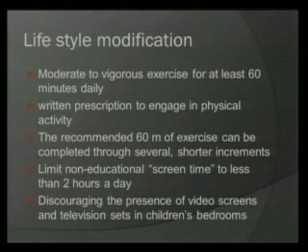And it's important to mention that the recommended 60 minutes of exercise doesn't have to be accomplished in one session. It can be divided into several shorter periods of time, like 10 to 15 minutes. Limit non-educational screen time to less than 2 hours per day, and discontinue the presence of video screens and television sets in children's bedrooms.